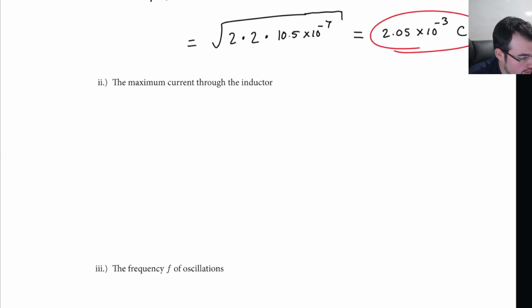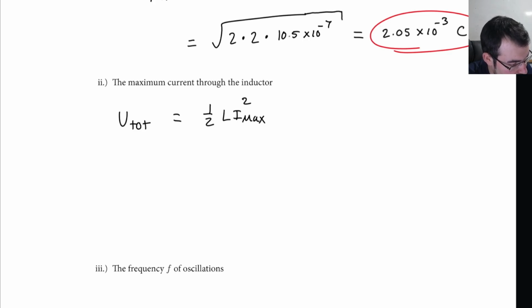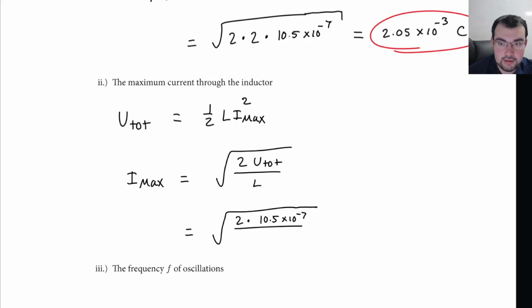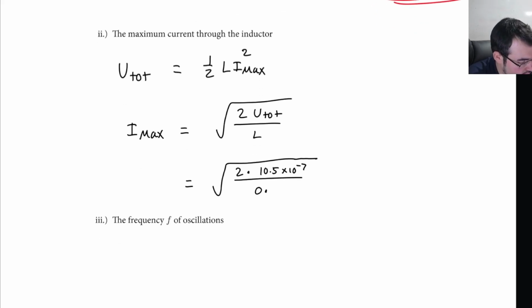And what about the inductor? Well, for the inductor, we do the same thing, right? U total is equal to 1/2 L I max squared. Slightly different rearranging this time, but we get I max is the square root of 2 U total divided by L. So we get 2 times 10.5 times 10 to the minus 7th divided by our inductance, which was 0.1 henries. And that works out to something that is much, much closer to the original value. And we get 4.58 times 10 to the minus 3 amps.